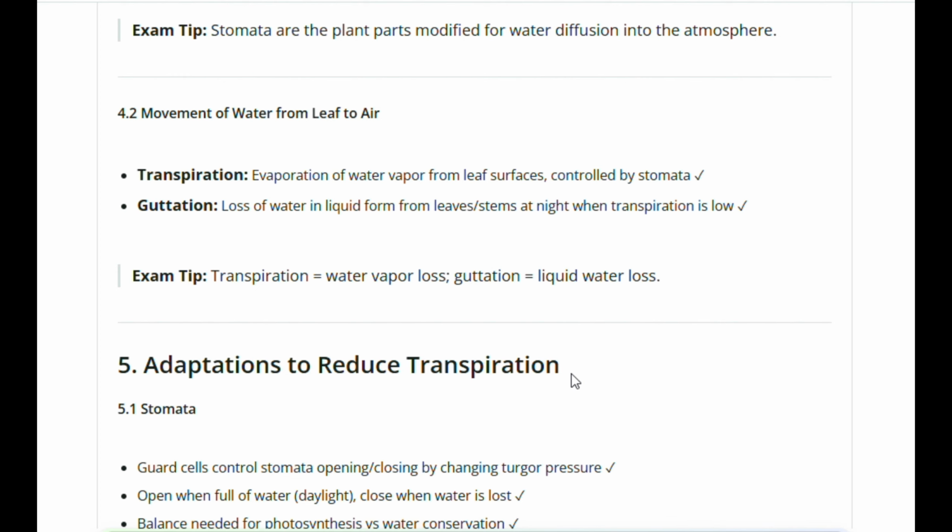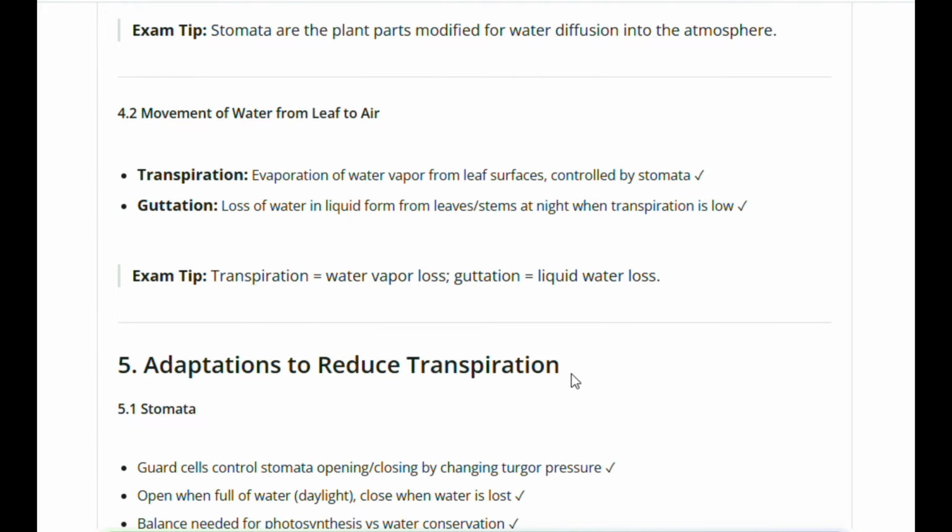So basically transpiration is the evaporation of water vapor from the leaf surfaces, right? And this evaporation of water from the leaf surfaces is controlled by what? It is controlled by the stomata.